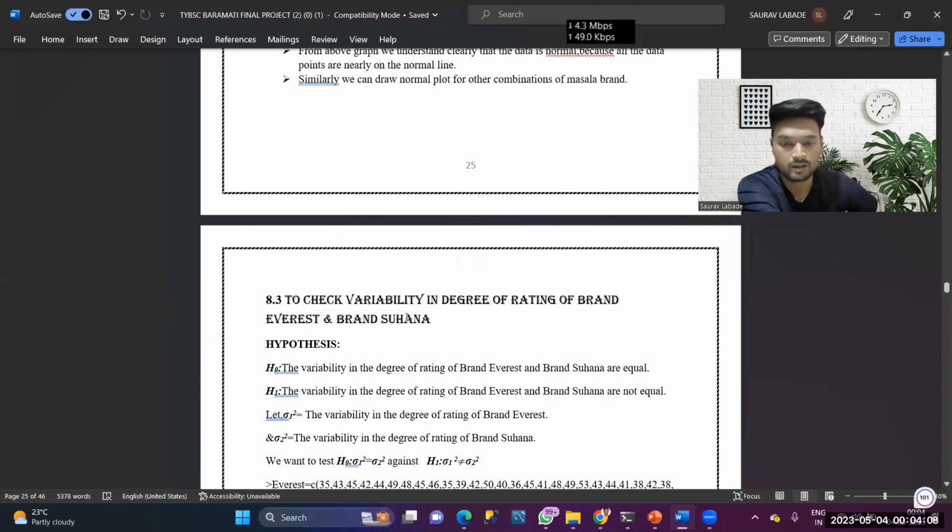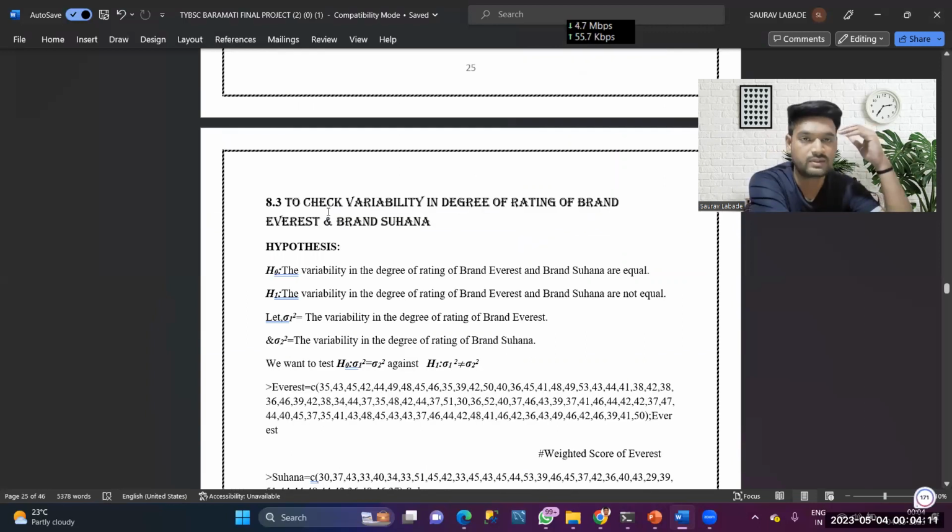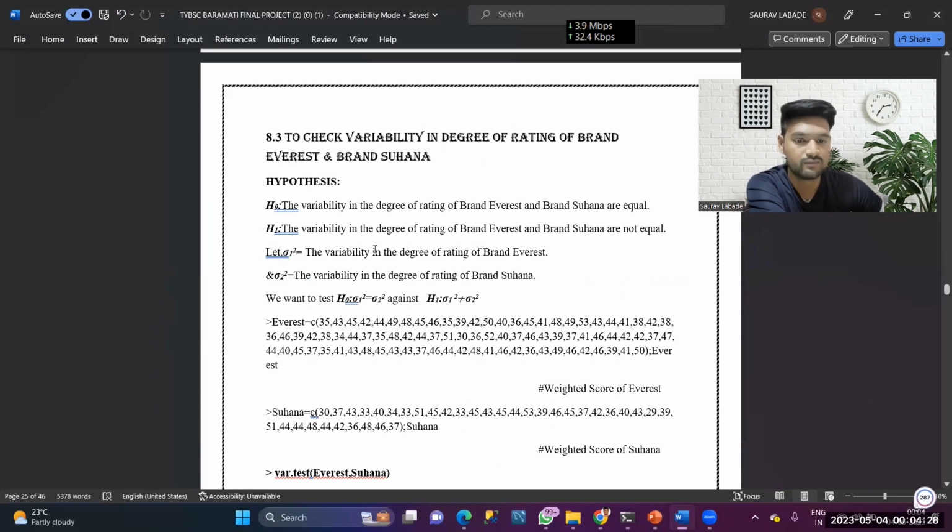Again, the second thing which I checked in this project is the variability, that is, the variance, and for that there is a variance test. The variance test is basically nothing but the F test, which you will study in the curriculum also. The F test is used when I have to check whether the variances of two different samples or populations are the same or not.